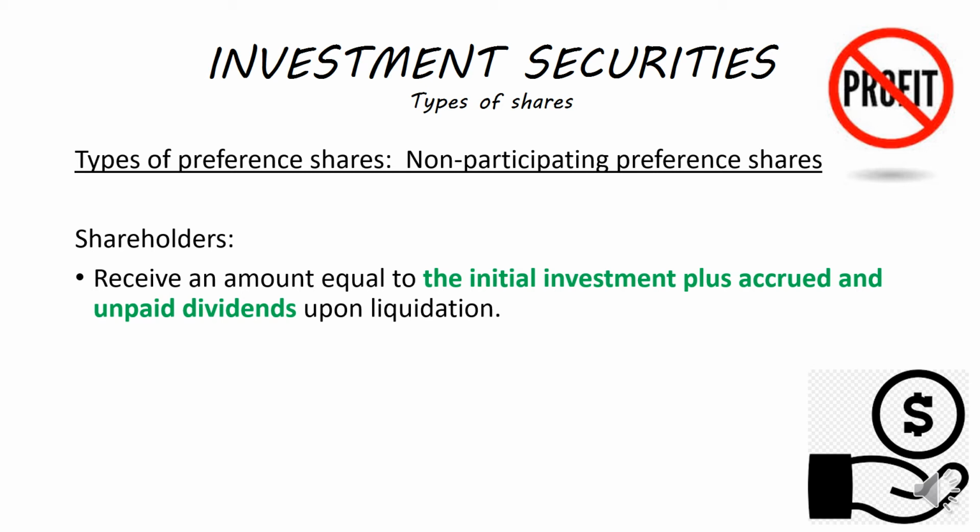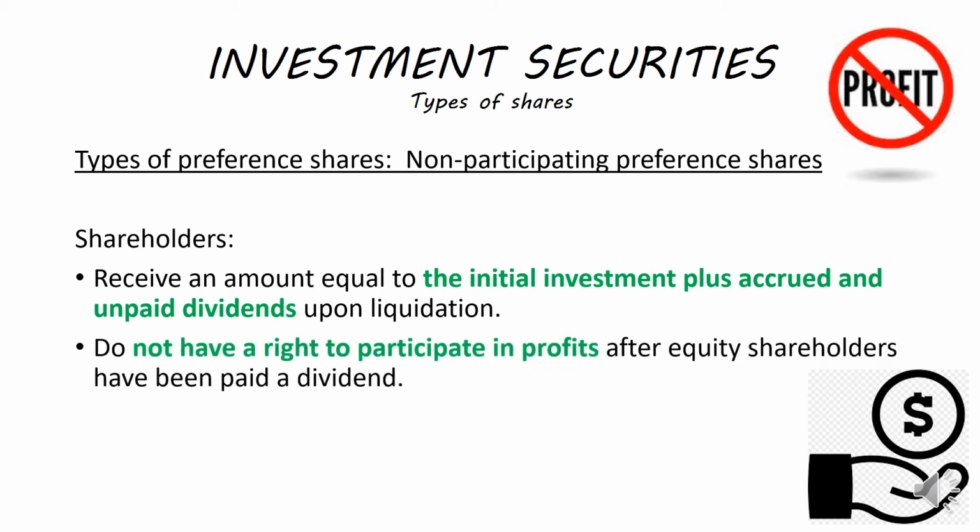Maybe in some years before, the company has been making a loss. You would not have received dividends in a couple of years before liquidation. So upon liquidation, they will pay out all of your unpaid dividends of previous years. But because it is non-participating preference shares, they will not have a right to participate in profits after other shareholders have been paid a dividend. So they will receive their specified dividend.